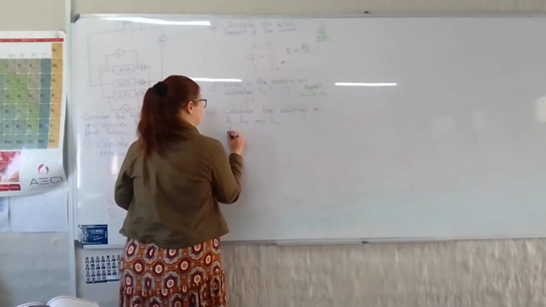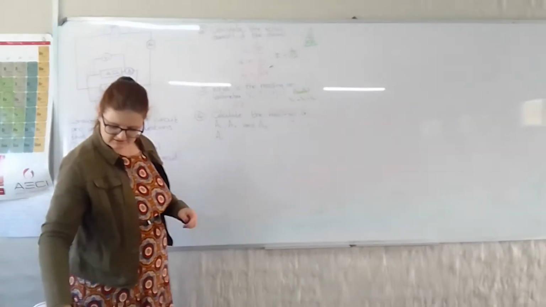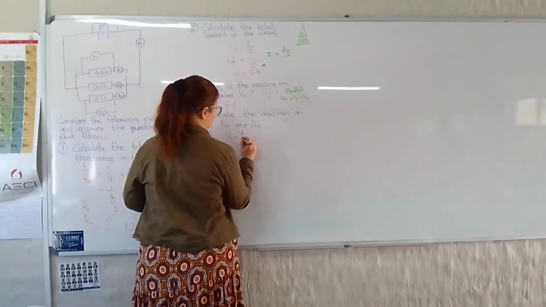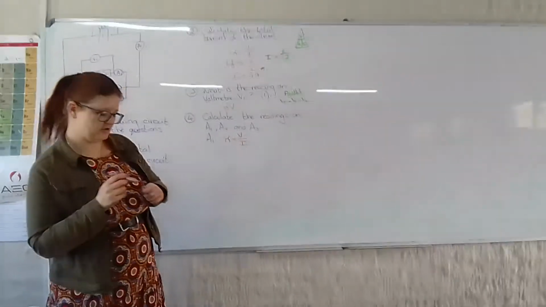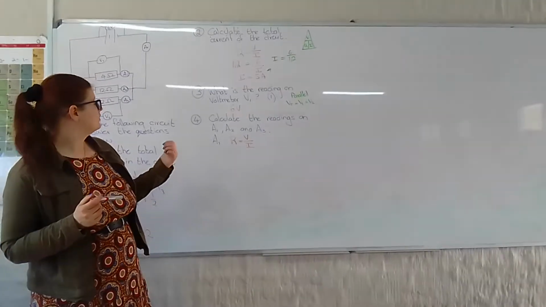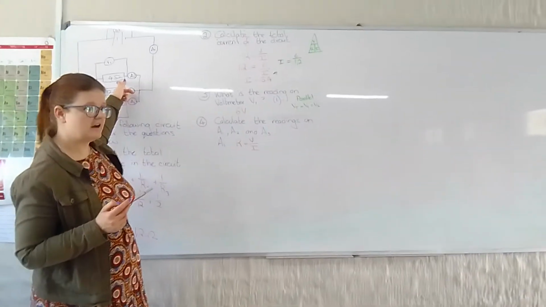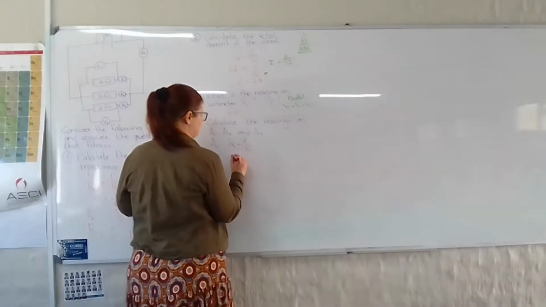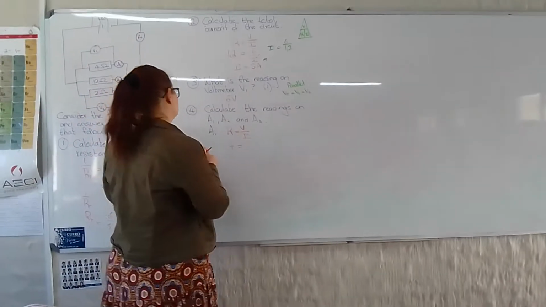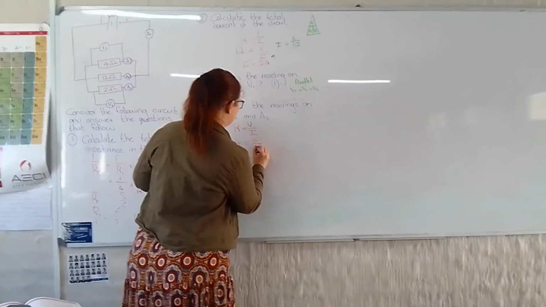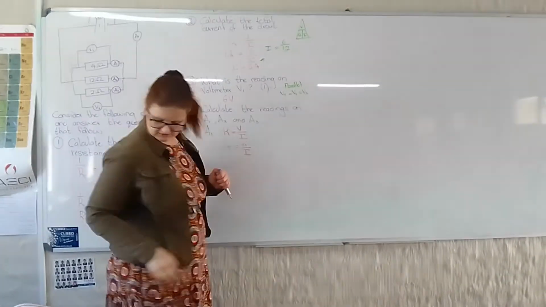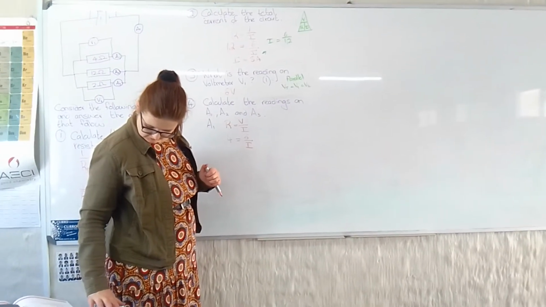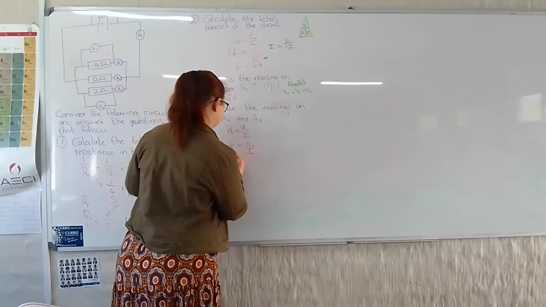So start with A1. I say R is equal to V over I. What resistance do I use? I use my 4 ohms. So I say 4 is equal to 6 over I, which gives me 1.5 amps.